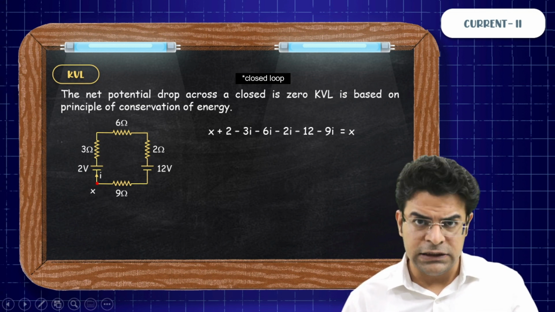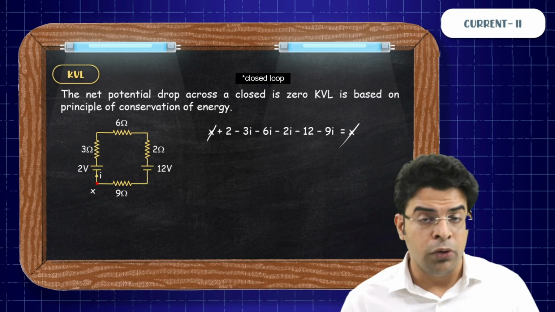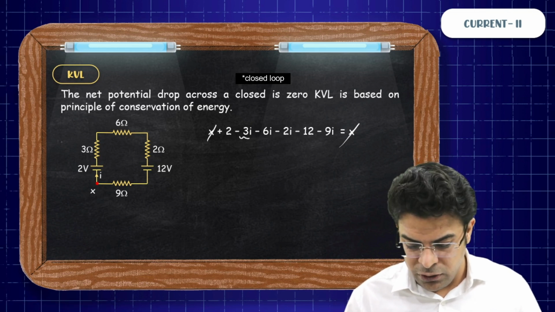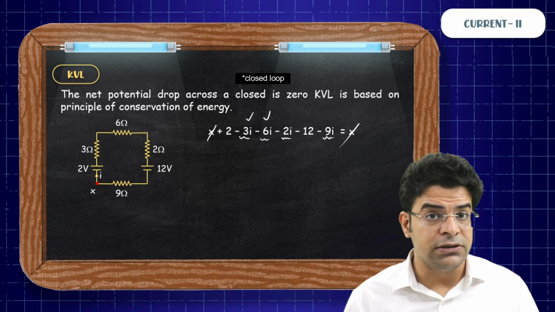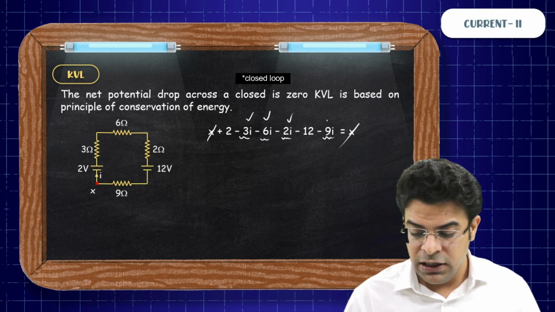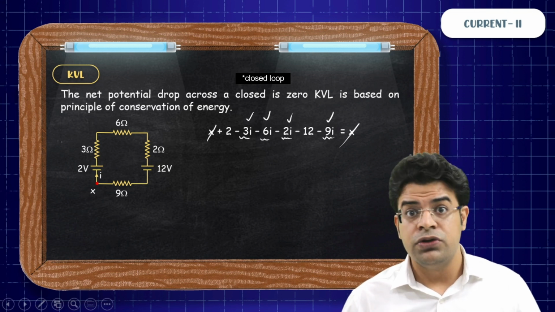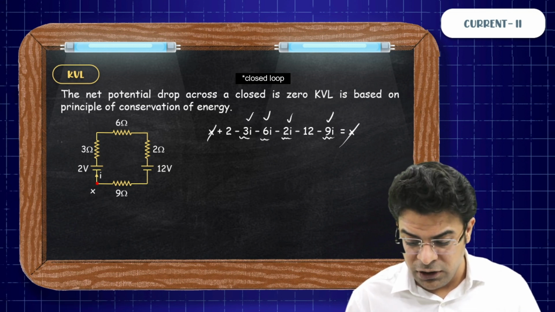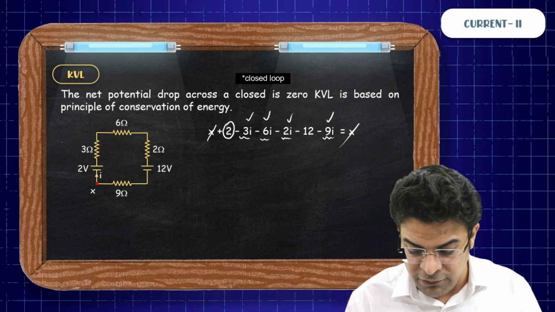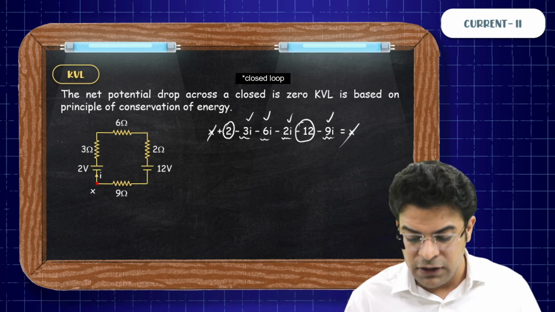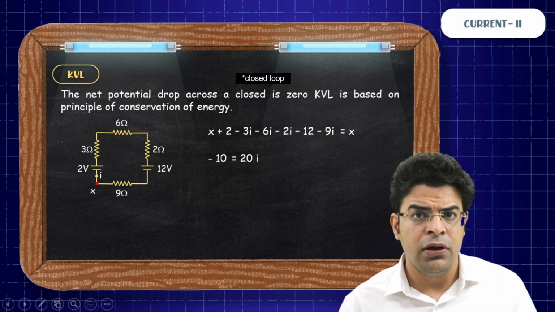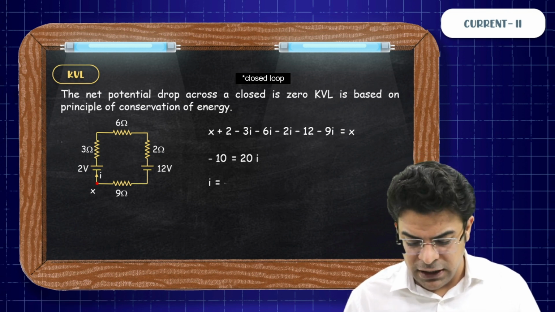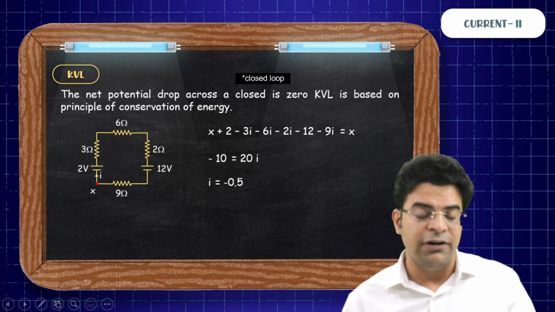Once you have written this, you can cancel out x and x on both the sides. Now here you have got 3I, 6I, 2I, 9I. 3 plus 6, 9, 9 plus 2, 11, 11 plus 9, 20. So you will get on the right hand side 20I, and on the left hand side you will be left with 2, and there is a minus 12, so minus 10 equals 20I. You can check it back. So on solving this, you get current equals minus 0.5 ampere.